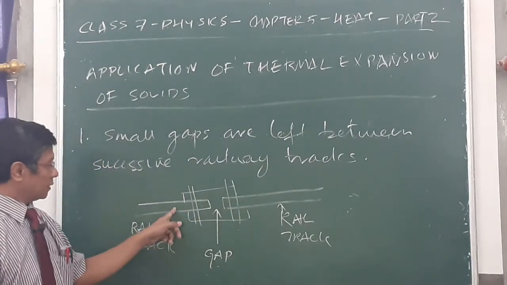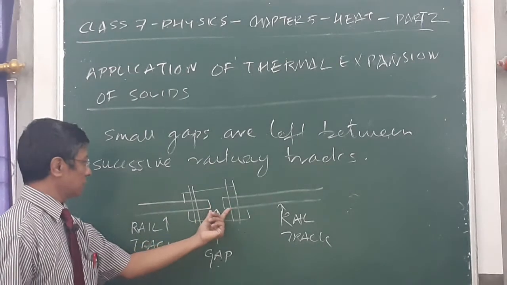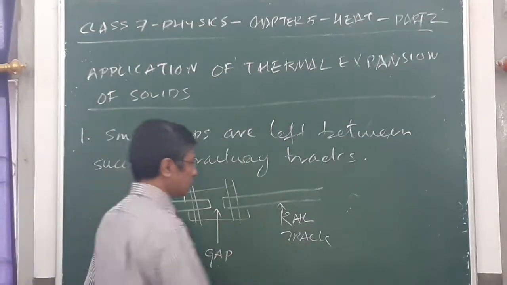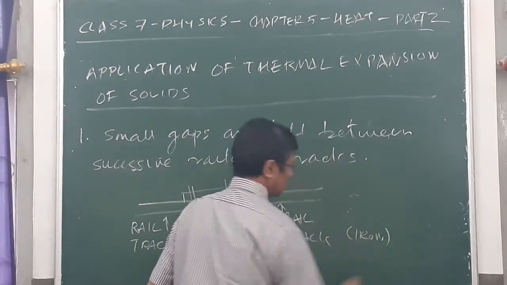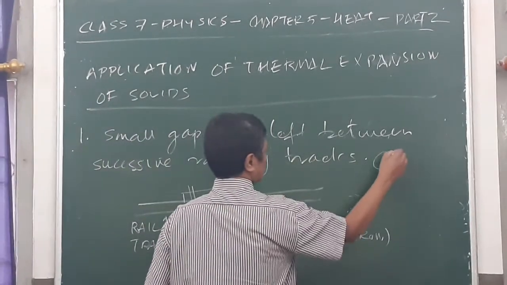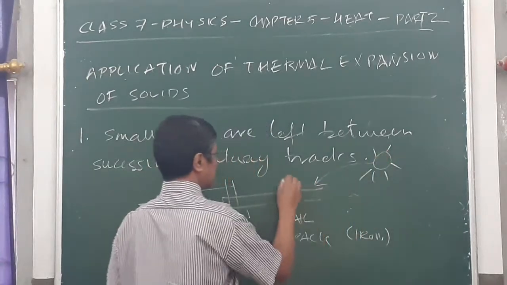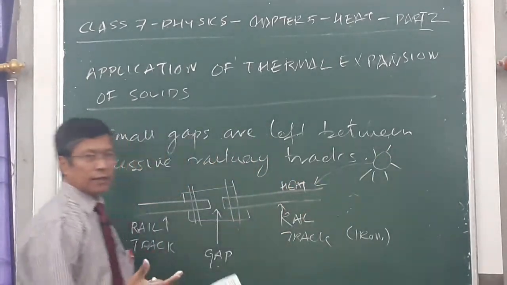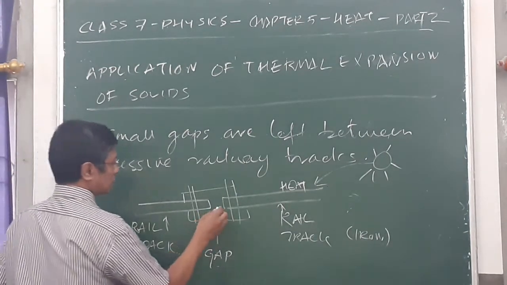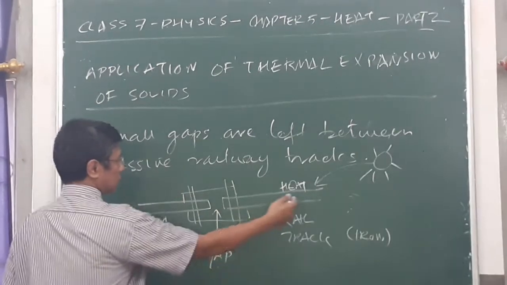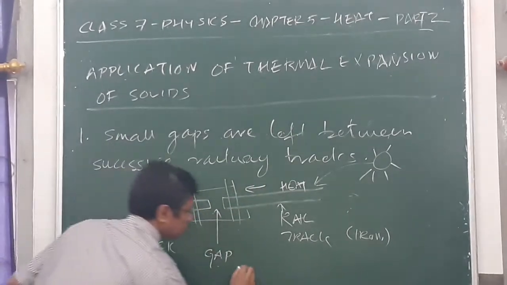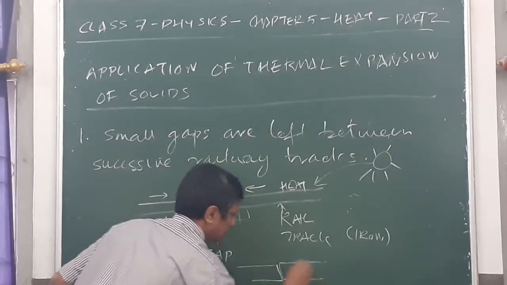Where one railway track ends and the other railway track begins, there is always a gap left in between. The reason is because this railway track is made of iron, and this iron track is kept out in the open. So, when the sun shines and it heats up the track, it absorbs the heat energy and it expands. When it expands, this gap gets filled up because this track expands this way and this track expands the other way, and the gap between the two tracks becomes very close.